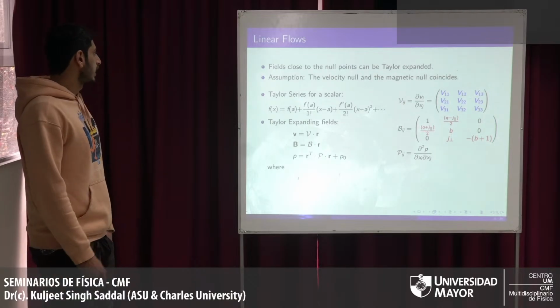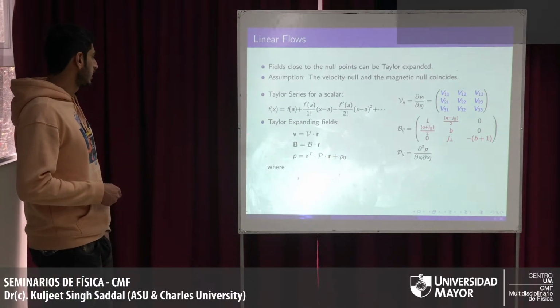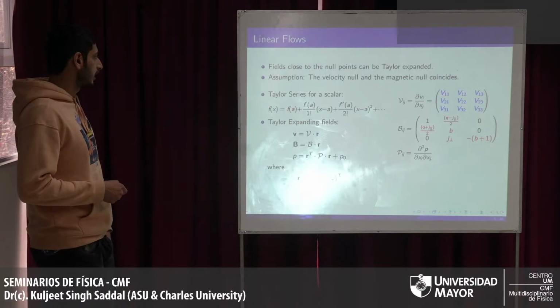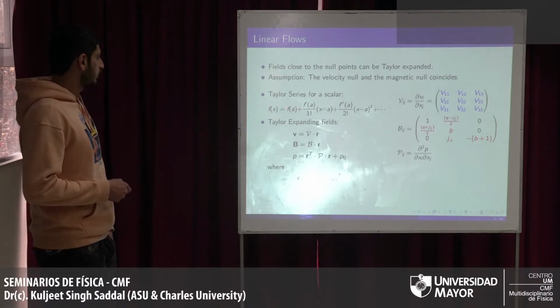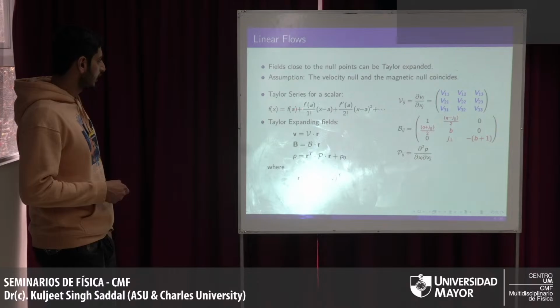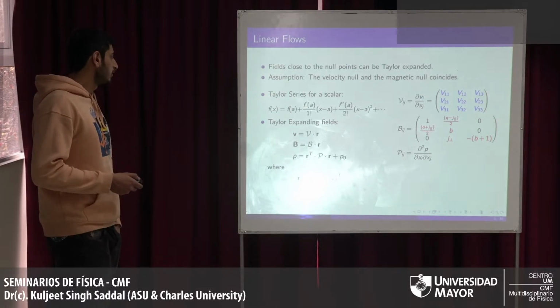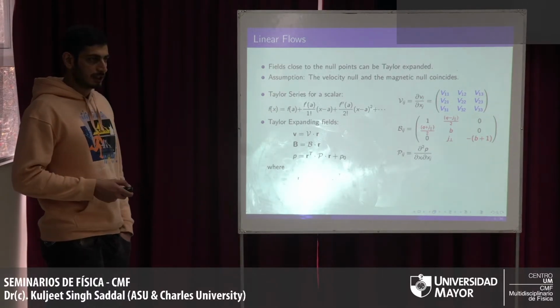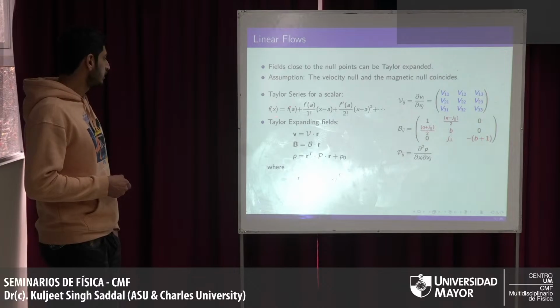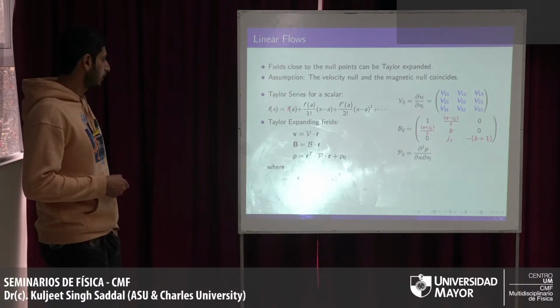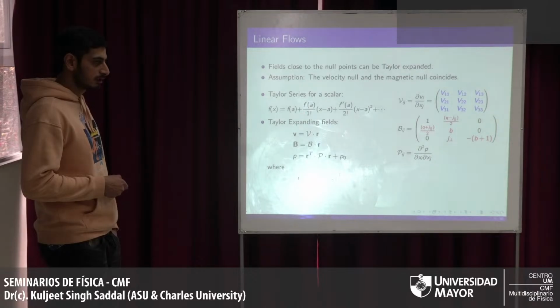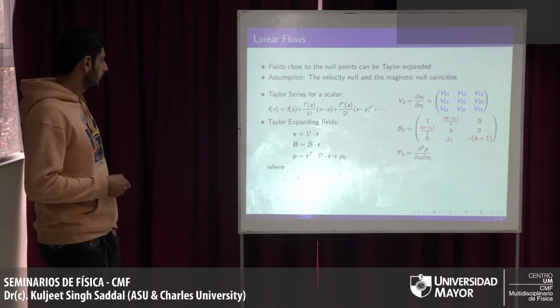So we know how to Taylor expand for a scalar. Any scalar function f of x can be Taylor expanded at a point A. The Taylor expansion would look like the value of the function at A plus the first derivative evaluated at A times x minus A, and so on and so forth. We can similarly expand vector fields in this way. So the velocity would be the value of velocity at the null point, which is the origin, and the value is 0. So we don't have this term.